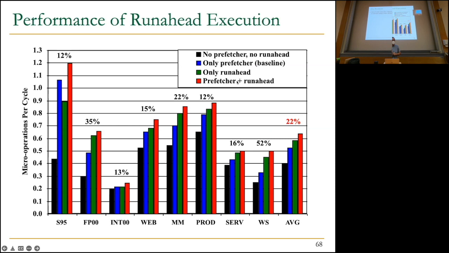But if you use the prefetcher and run ahead together, the basic prefetcher, streaming prefetcher, think of it that way, and run ahead together, you get even more performance. So run ahead improves performance by more than 20% over a baseline simple prefetcher, let's say. It's not that simple. It's still optimized heavily. So this also shows you that a hybrid prefetching mechanism does better.